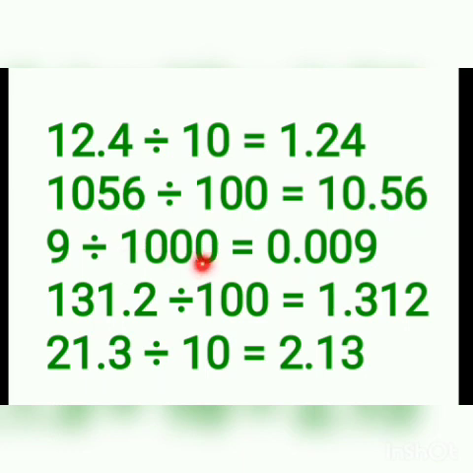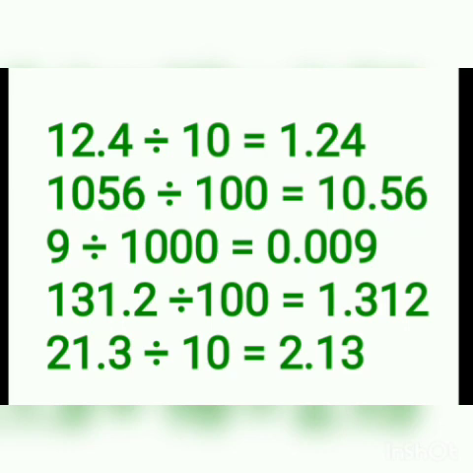Now 9 divided by 1000. Again in 1000 there are 3 zeros. Here we have 1 position. We don't have 3 positions. So add 2 zeros. So 0.009. Now 131.2 divided by 100. In 100 we have 2 zeros. So shifting the decimal point 2 places, 1, 2. So what is the answer? 1.312. Then 21.3 divided by 10. In 10 we have 1 zero. Shifting the decimal point over here, 2.13. So in this way we are shifting the decimal point to the left.